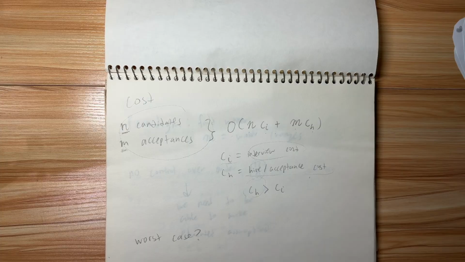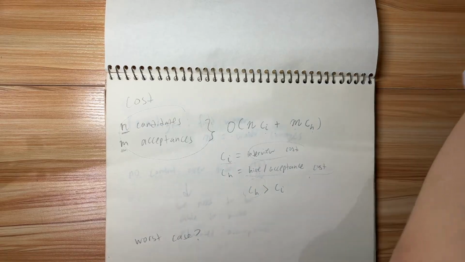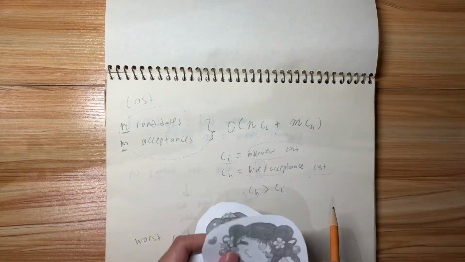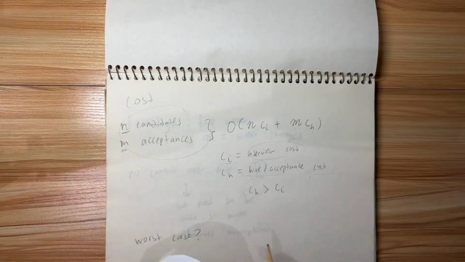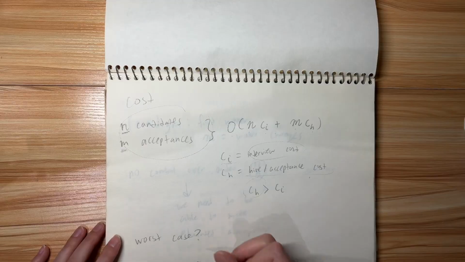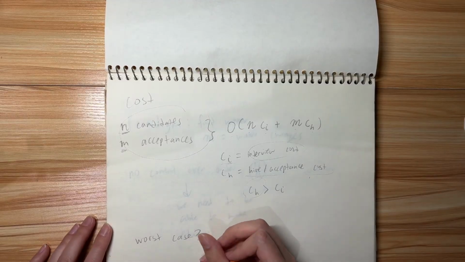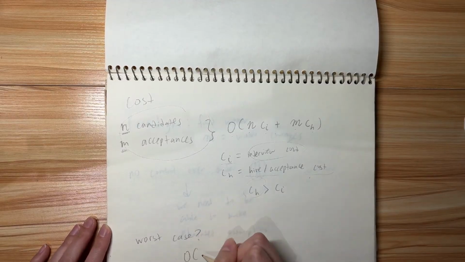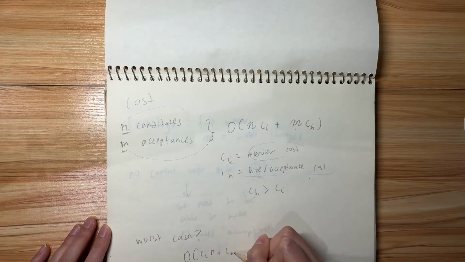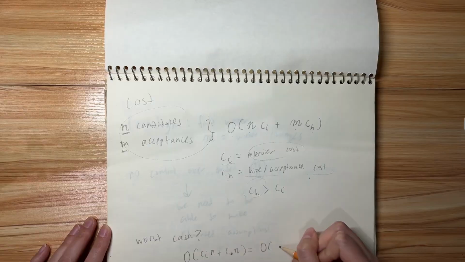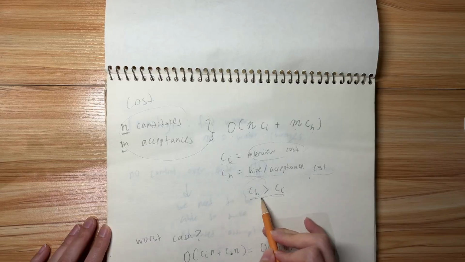Now, what is the worst case? Well, the worst case is what we had in this example, right? We have to swap out 3 times and we hire all of them, but then we expel 2 of them. So the worst case, in this case, is just O of ci n plus ch n, which is equal to O of ch n, considering this property is true.